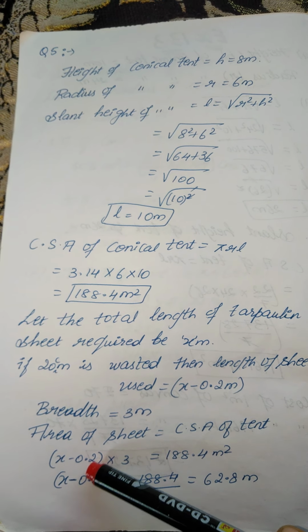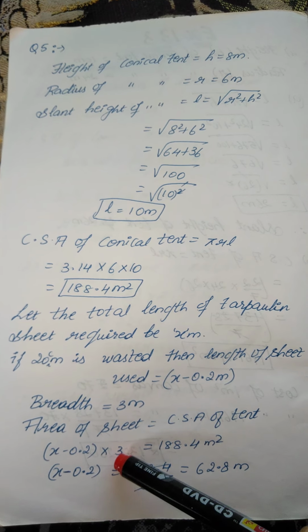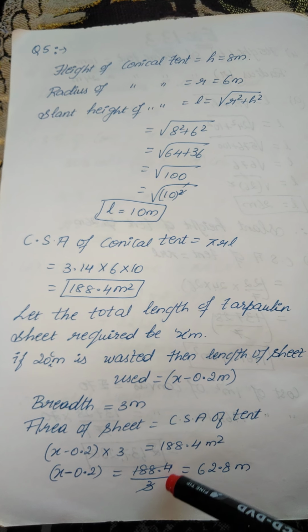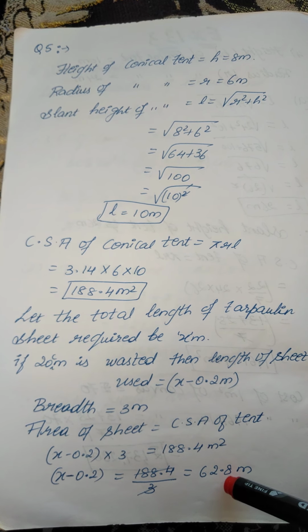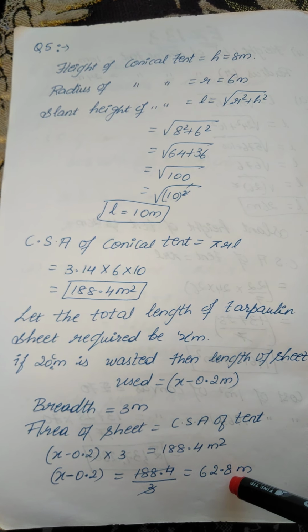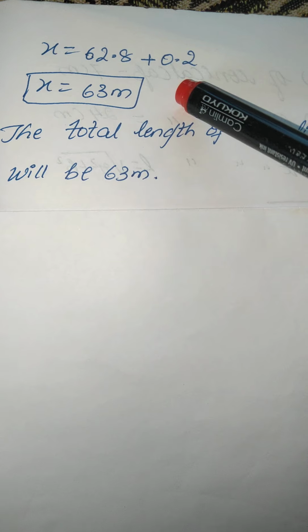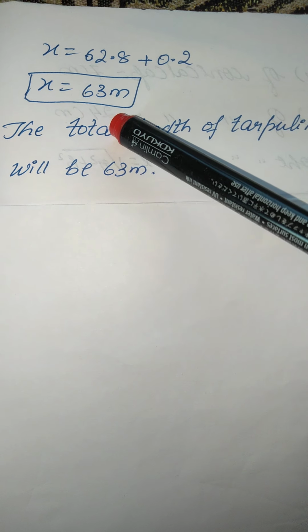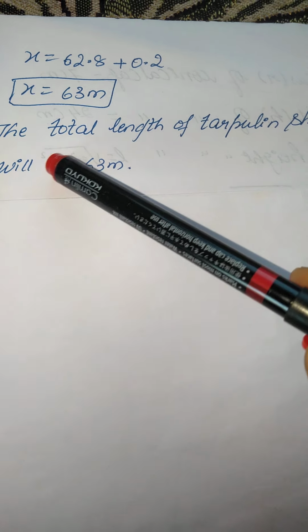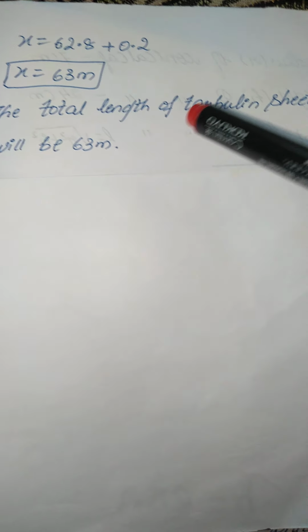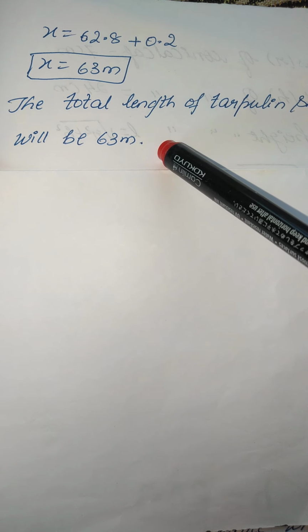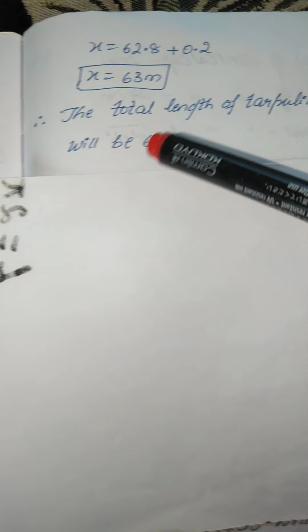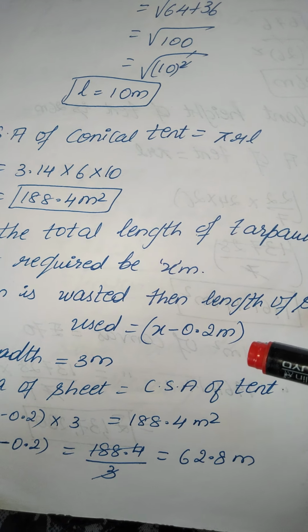Now what you should do, 3 is multiplication, when it goes to the other side gets divided, you will get 62.8 meters. Now minus 0.2, when it comes to the other side it becomes plus. X is equal to 62.8 plus 0.2. X is equal to 63 meters. The total length of the tarpaulin sheet will be 63 meters. Wasted portion is 0.2 meter. So I have subtracted here.